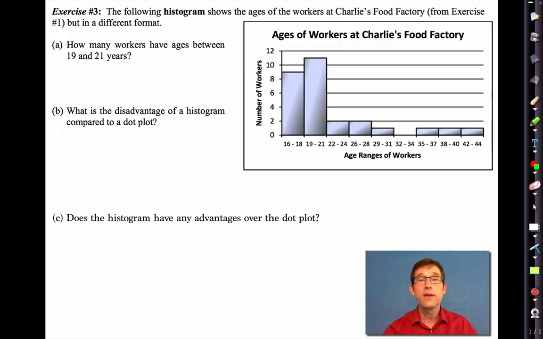All right, well, we need to be just a bit careful, but it's not that bad, right? Here's our 19 to 21 category. If I go over here, it looks like 11. Now, I love histograms, and we'll talk in letter C about why they might be a little bit better than dot plots, but in letter B, there is a big disadvantage of a histogram compared to a dot plot. What do you think it is?